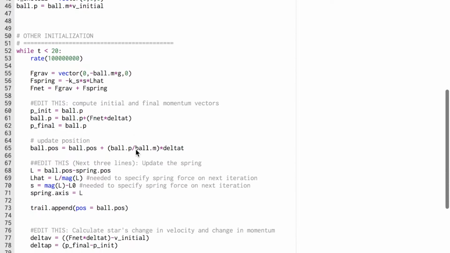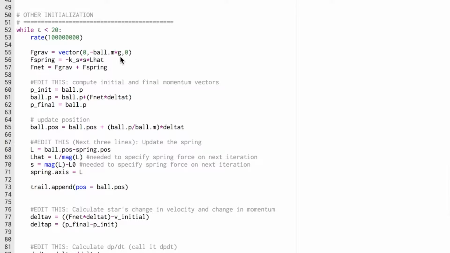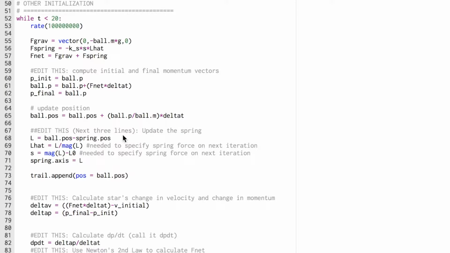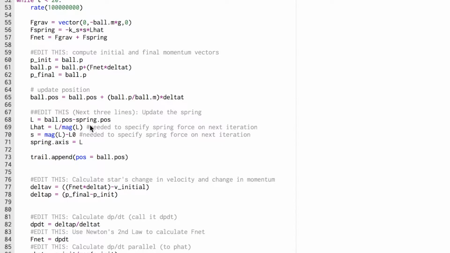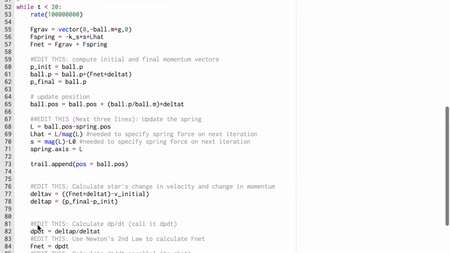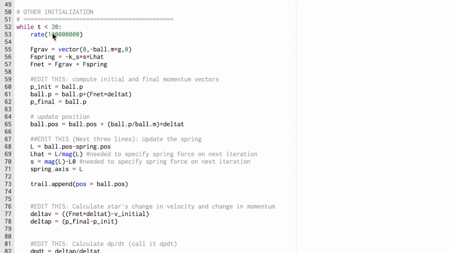Then going into the while loop, I found F grav and F spring to get F net, which I then used to compute initial and final momentum vectors in order to update the position of the system. I then update the spring with the change in the system's position. Then I found Fnet parallel, Fnet perpendicular, and Fnet using this equation. And finally, I updated the system's time so that t is less than 20, a number given in the video for how long they swung.